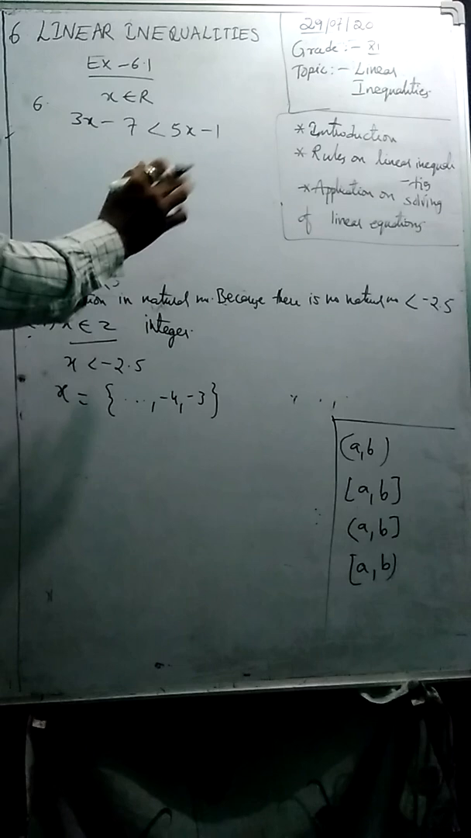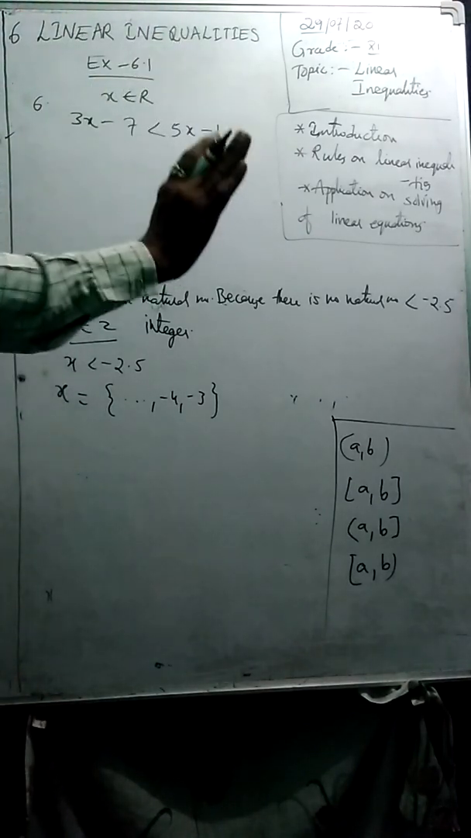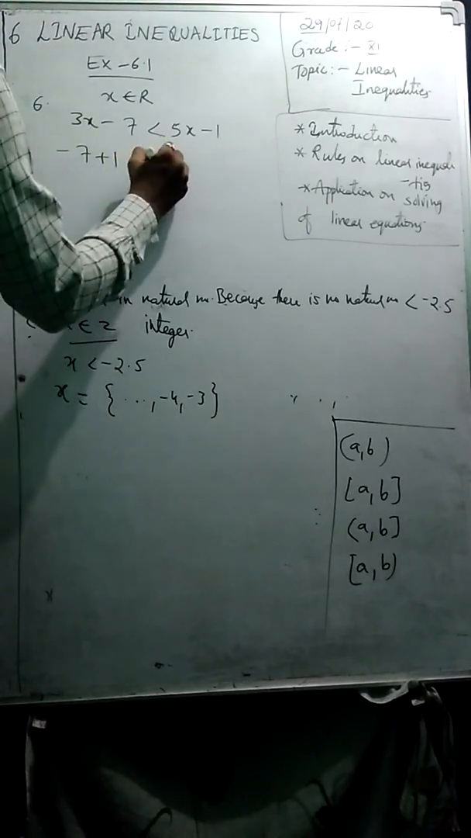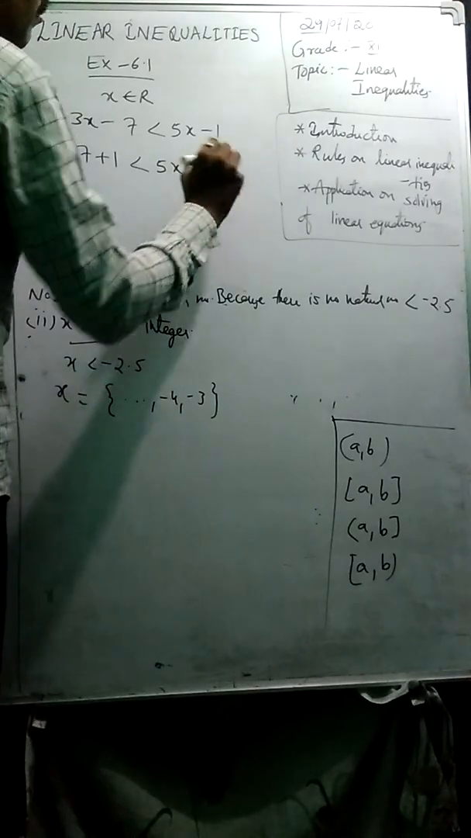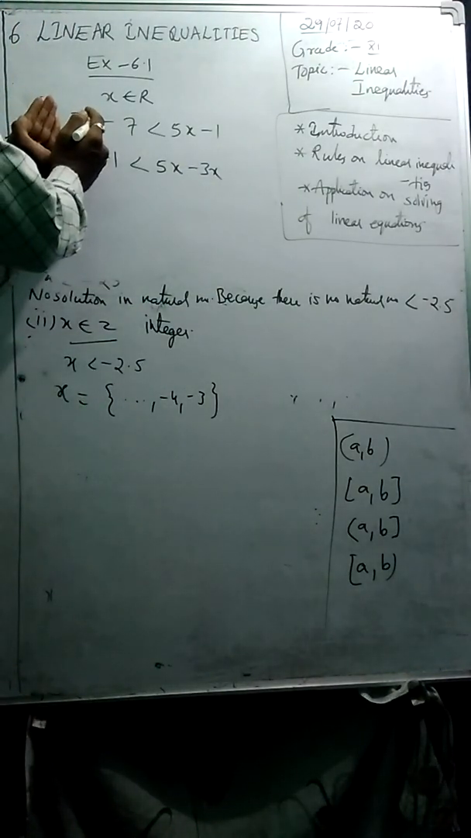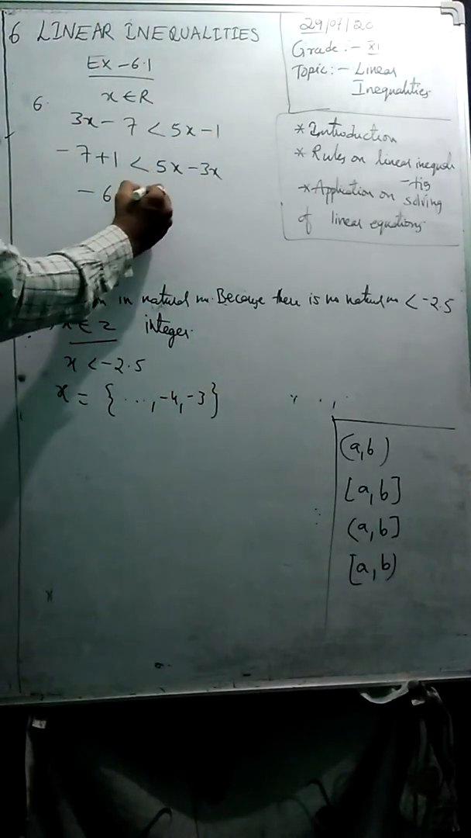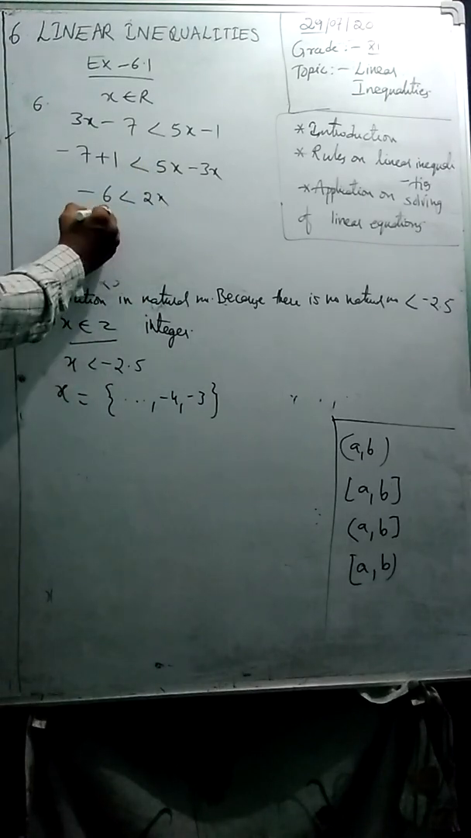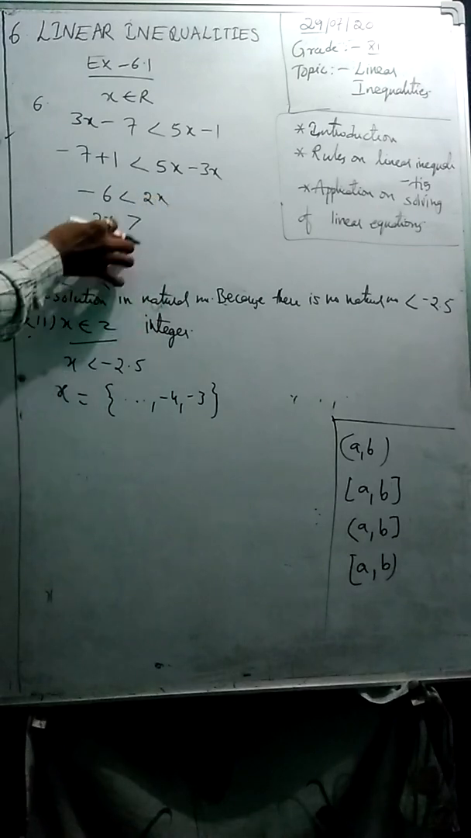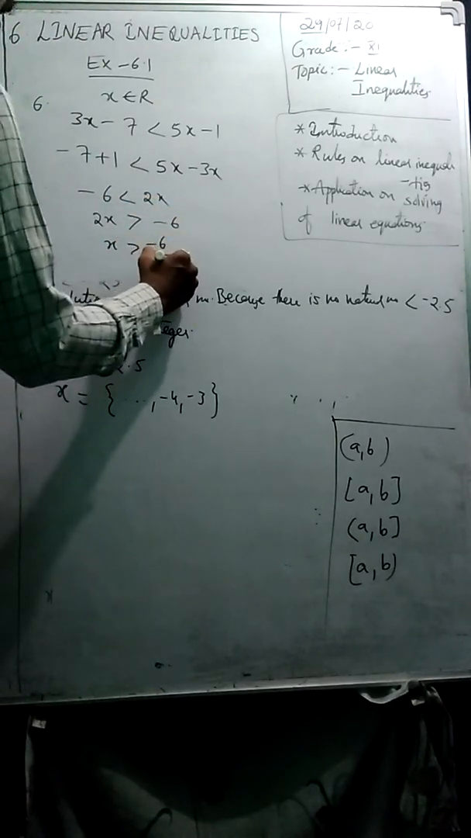Now see, my suggestion is, students, better to make the x variable always positive. For that, while transposing the terms, x terms to x terms, constants to constants, transpose the lower x term to the higher x term, because it is an easy way to solve. Instead of that we can write -6 less than 2x, nothing but 2x greater than -6. So x is greater than -6 by 2.